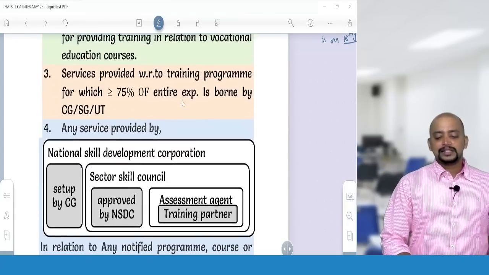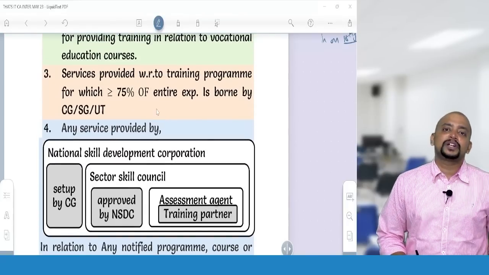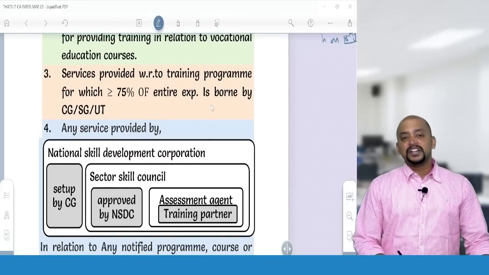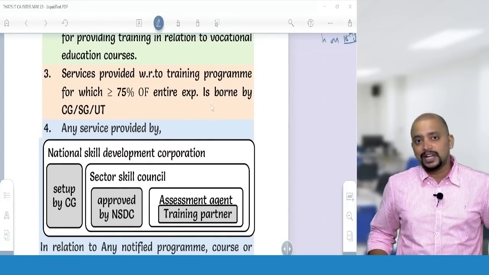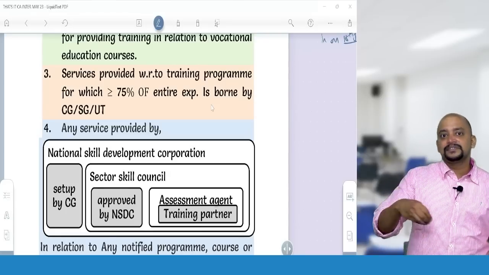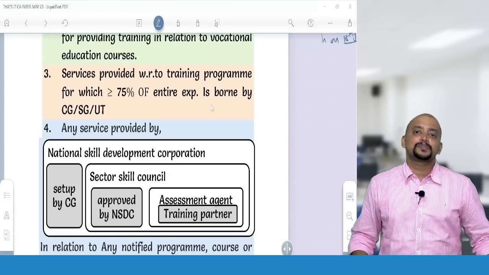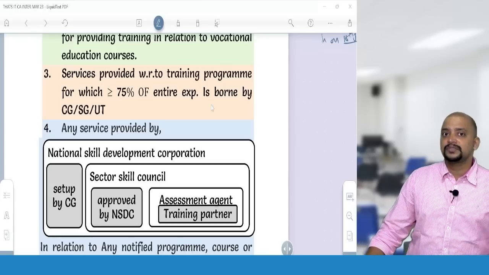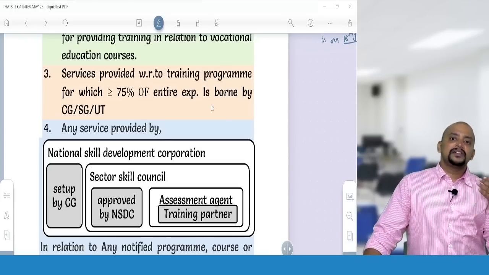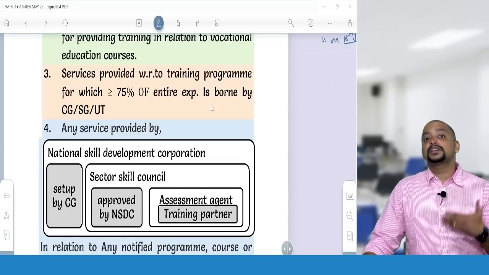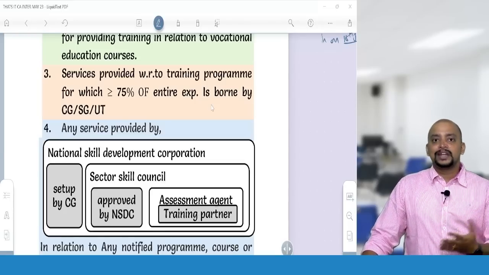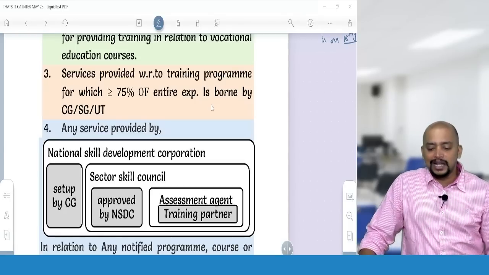Then there is service provided with respect to a training program for which 75% of the expenditure is borne by government. So there is a training service for which consideration is partly received from government and partly received from the students. If the government money is 75% or more of the total amount, then the entire training program will be exempted.